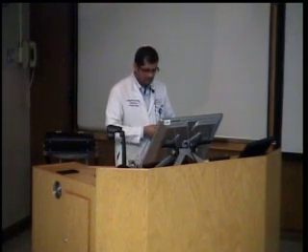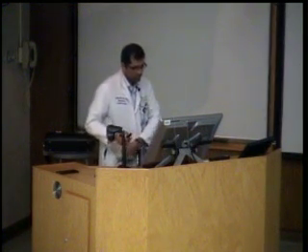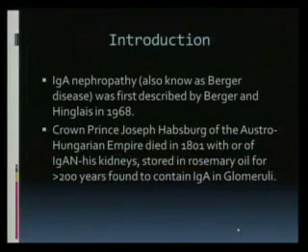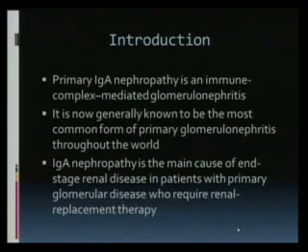It's about IgA nephropathy, and so I'm just going to first give you a little bit of history about this disorder. It was originally called Buerger's disease. It was first described in 1968. The Crown Prince Joseph Habsburg in the Austrian-Hungarian Empire in 1801 had IgA in his kidneys. The reason we know that is that his kidney was stored, so they were able to look at it 200 years later. And it was known that he had IgA nephropathy. So that was one of the earliest cases that we know.